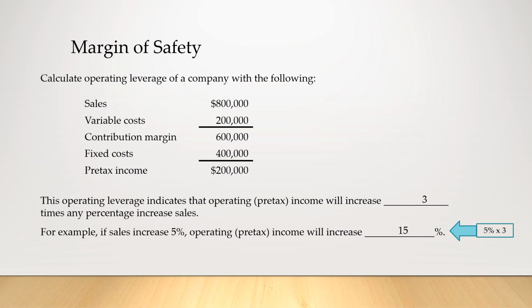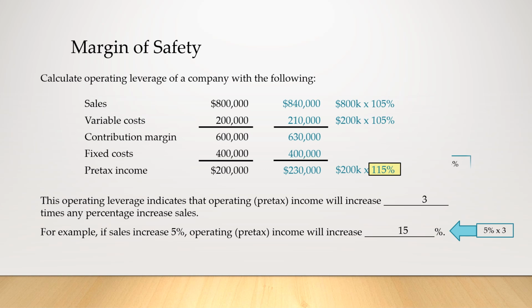You can verify this fact by examining how much the contribution margin income would change under such a scenario. Sales would increase to $840,000. Variable costs would also increase by 5% because variable costs vary in proportion with how much we make and sell. I should probably clarify that in these examples, the company is manufacturing what it will sell without excess. The contribution margin is now $630,000. Fixed costs are unchanged at $400,000. The pre-tax income becomes $230,000, a 15% increase over the original amount.